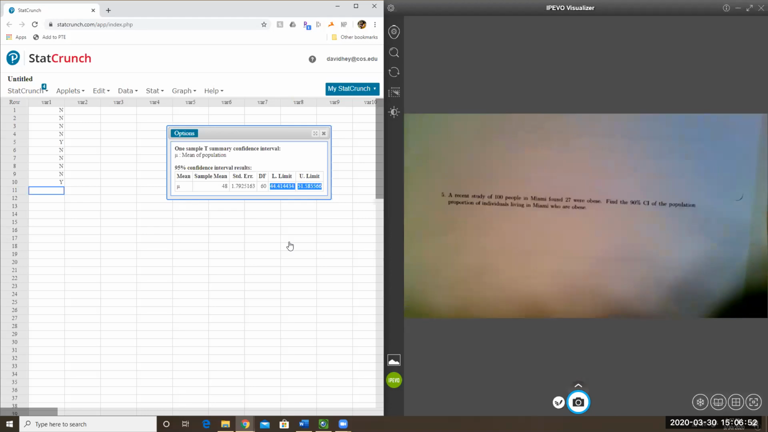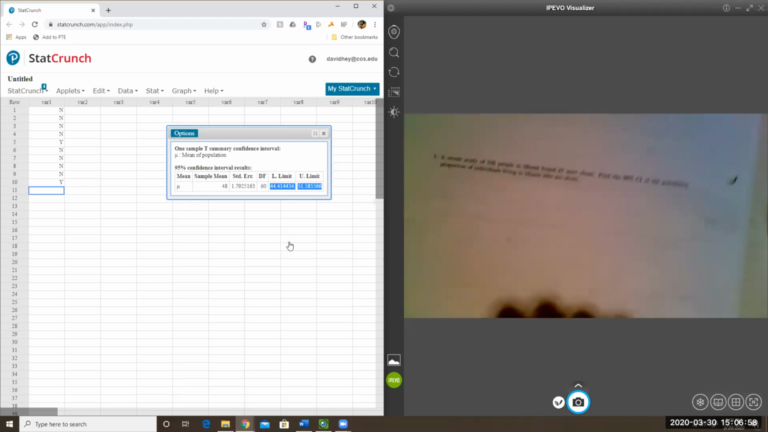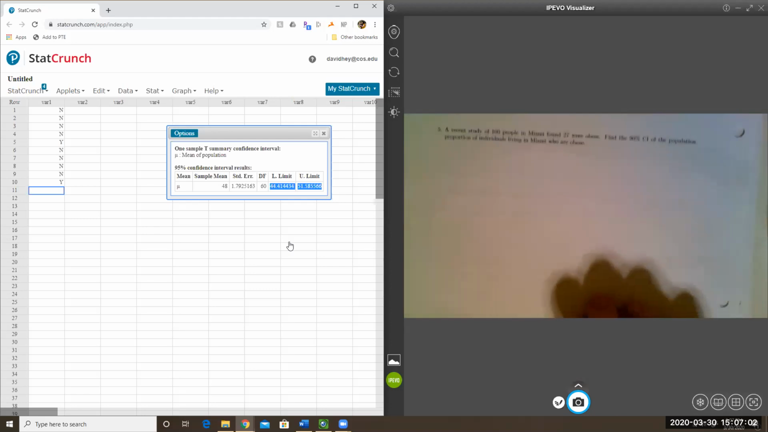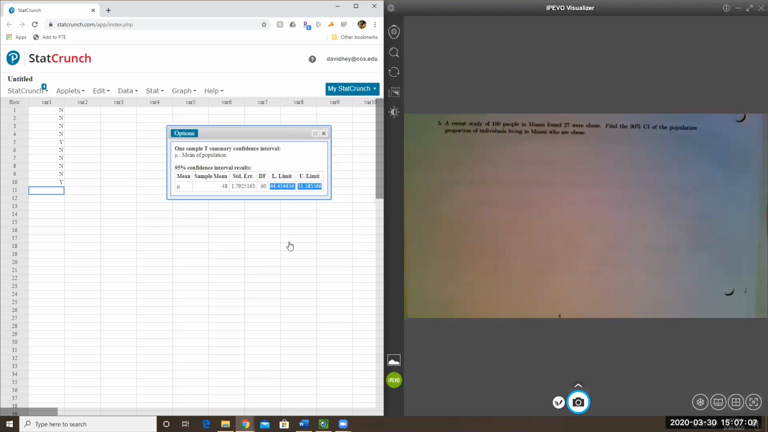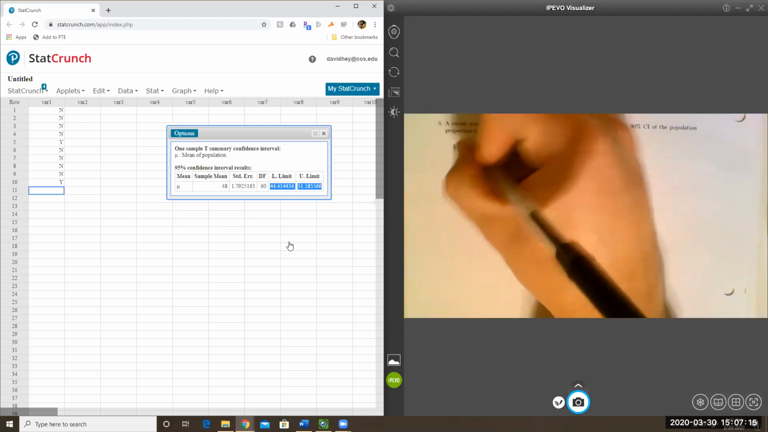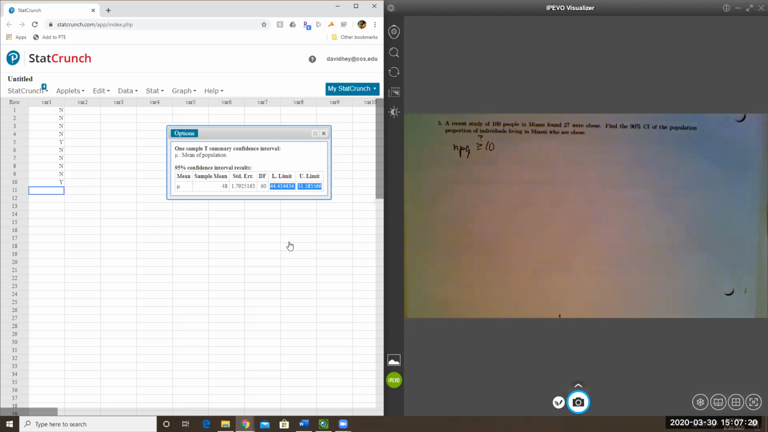Number 5 says, a recent study of 100 people in Miami found 27 were obese. Find the 90% confidence interval of the population proportion of individuals living in Miami who are obese. Okay, well, as far as conditions are concerned, we have to check to make sure that n times p times q is bigger than or equal to 10. Or since we don't know p and q, we would use p hat and q hat, right?